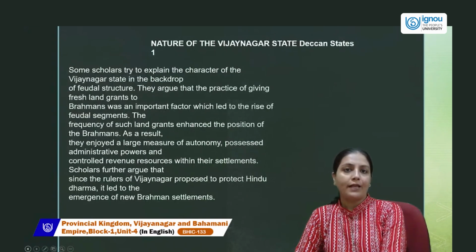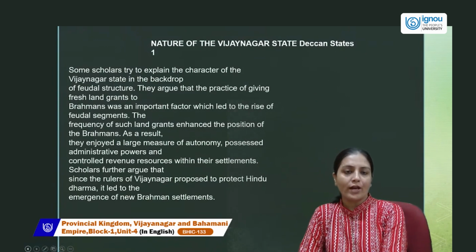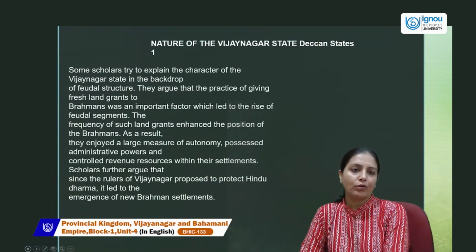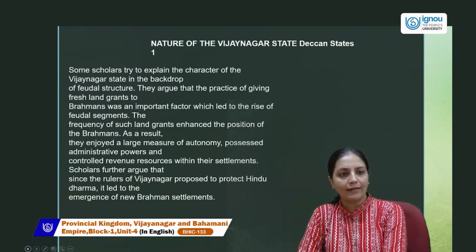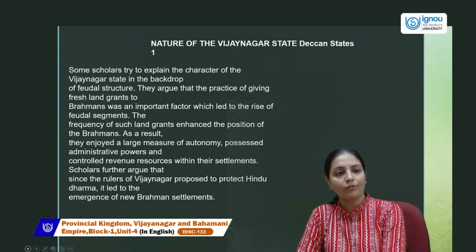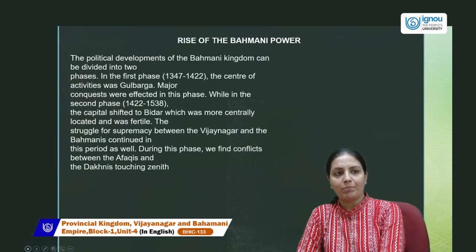Next is the nature of the Vijayanagar state, a Deccan state. Some scholars try to explain the character of the Vijayanagar state against the backdrop of feudal structure. They argue that the practice of giving fresh land grants to Brahmins was an important factor which led to the rise of feudal segments. Next is the rise of Bahmani power.